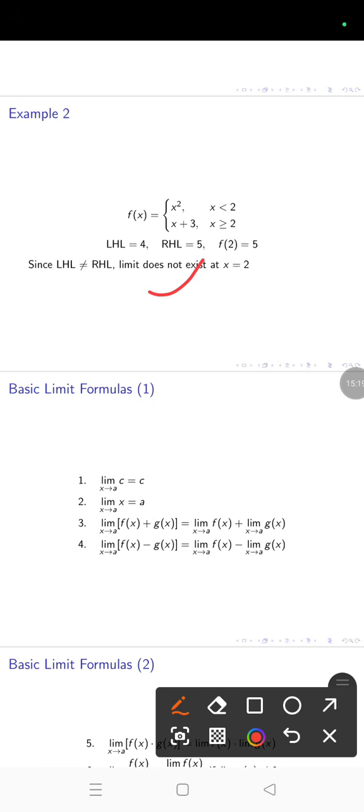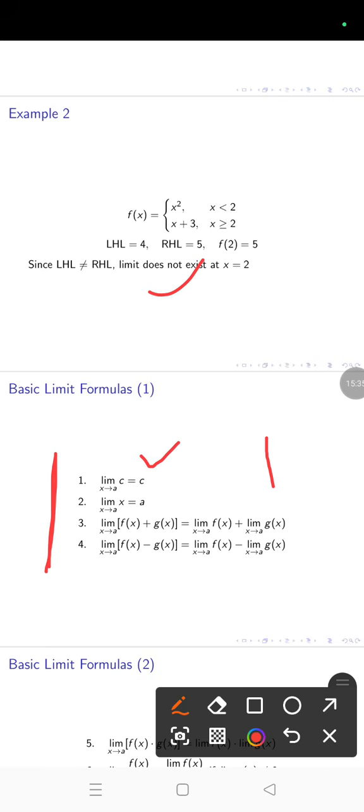Okay, now come to the next slide, which contains your basic formulas. These are some basic formulas we have to remember so that we can easily find the limit. Okay, so what are the formulas?